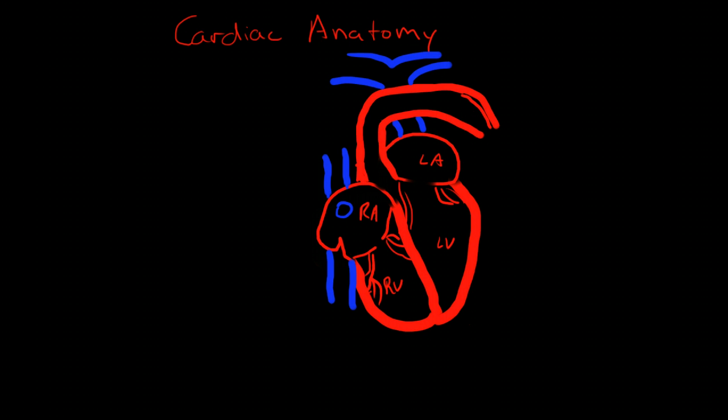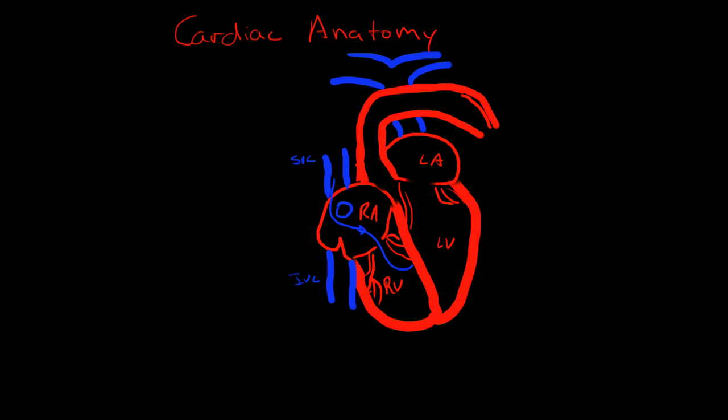And again, a little bit of review. The right atrium receives blood from the superior vena cava and the inferior vena cava, and this is deoxygenated blood coming from the systemic circulation. And this passes through the right atrium into the right ventricle.